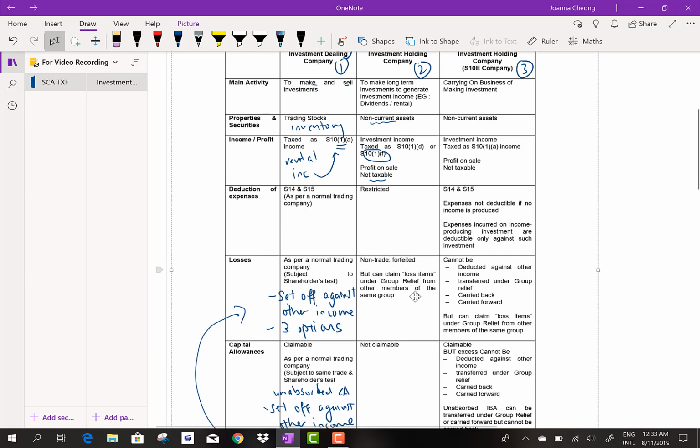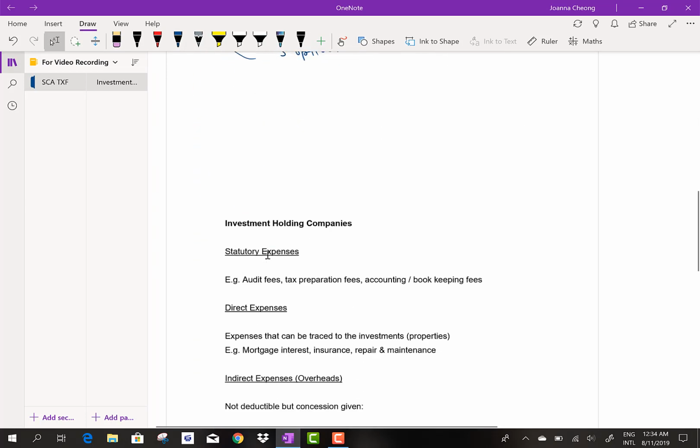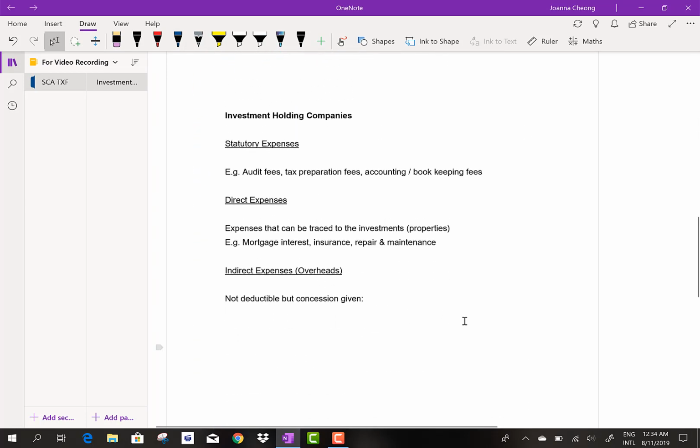All right, so what else do you need to take note of? Can they deduct expenses? The answer is yes. However, expenses that are allowed to be deducted will be restricted by the rules. So what rule am I referring to? Now you have to look at the next page. As far as the second column company is concerned, the investment holding company, they can deduct statutory expenses. Statutory expenses means expenses that by law you have to incur.